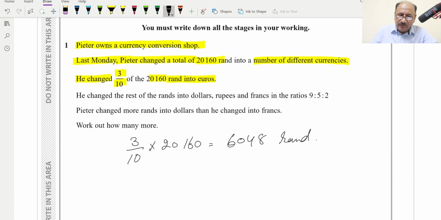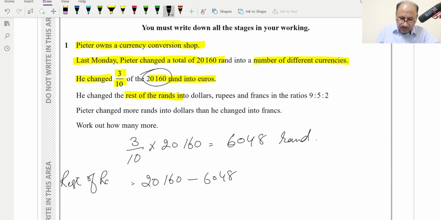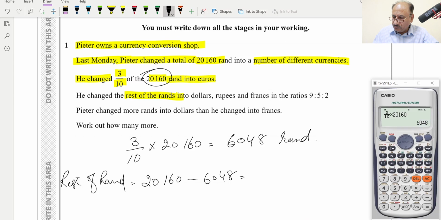He changed 3 by 10 of this amount of rand into euros. He changed the rest of the rand. Now the rest of the rand is how much? We will subtract 6048 from the total, and the total was 20,160. 20,160 minus 6048 will be the rest of the amount, which is equal to 14112.